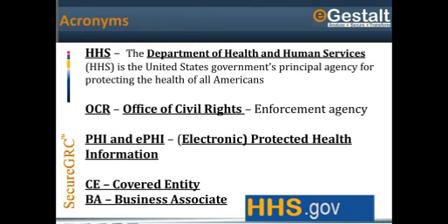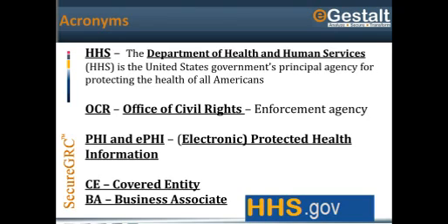Some acronyms that I'll keep referring to. I just want to explain that right up front so that as we go through the presentation, this becomes self-evident. HHS stands for Department of Health and Human Services. It's a principal agency in the U.S. government for protecting the health of all Americans. OCR is the Office for Civil Rights. It's the enforcement agency, again in the government, responsible for enforcement of HIPAA and HITECH.